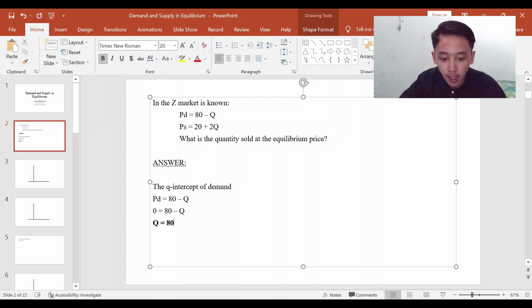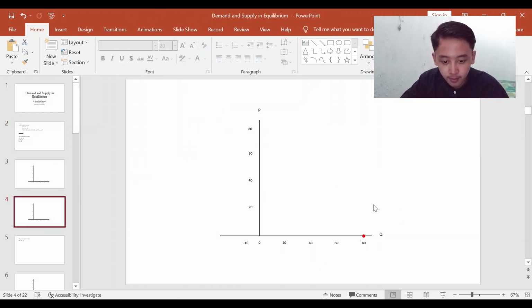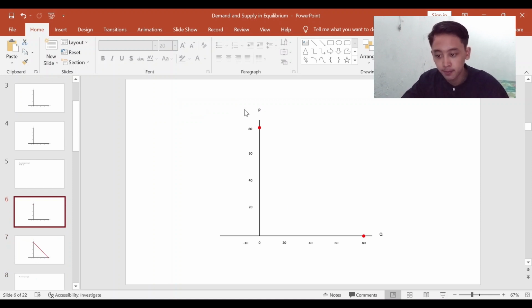The quantity intercept of the demand curve is 80, which I'm going to go ahead and plot on my table over here. The P-intercept of demand is easily found because it is in fact the a variable in the demand equation. I know that my demand curve intercepts the price axis at 80, so I can put another point on my graph at a price of 80. These 2 points allow me to draw up my demand curve.